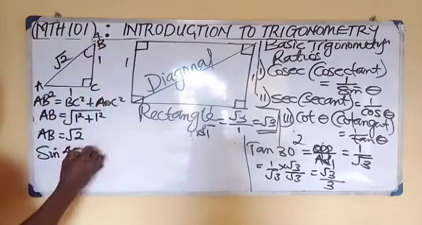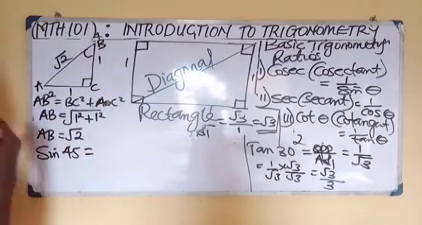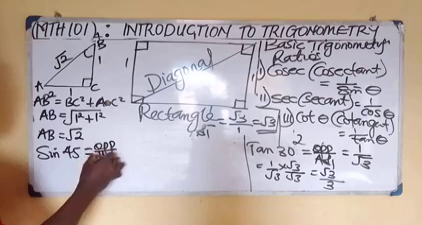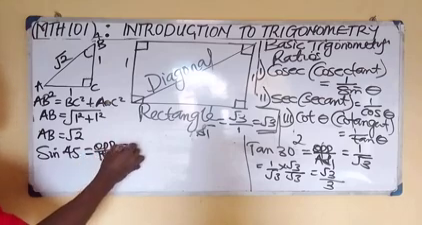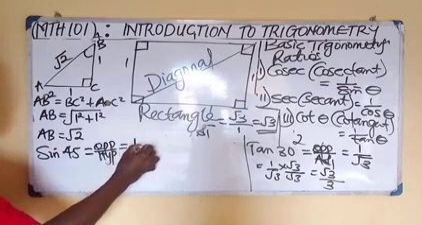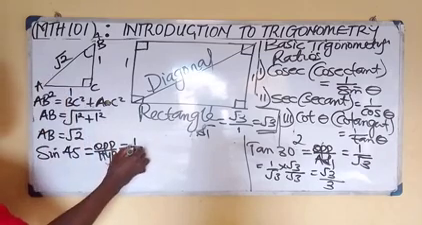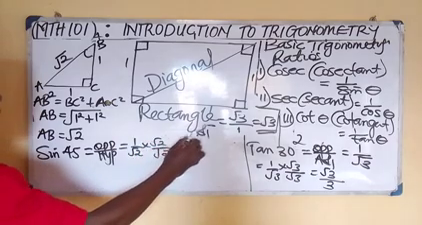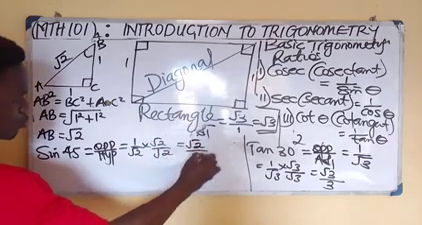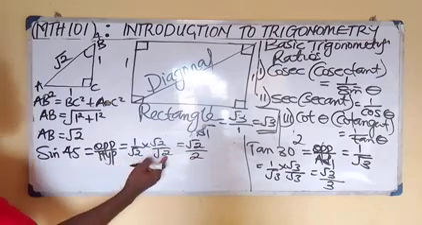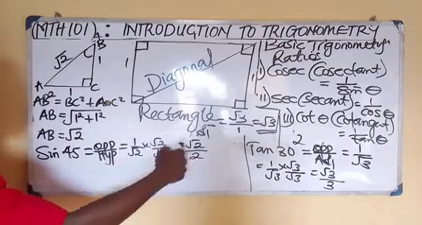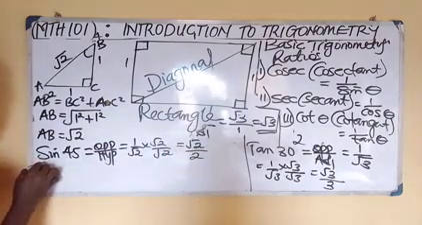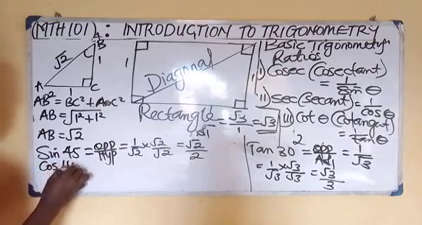So sine, opposite, normal law, which is opposite over hypotenuse. Opposite is 1. Hypotenuse is root 2. Then times root 2 over root 2, I'll be having root 2 over 2. Why? Because 2 times 2 is 4, and the square root of 4 is 2. So sine 45 is root 2 over 2.